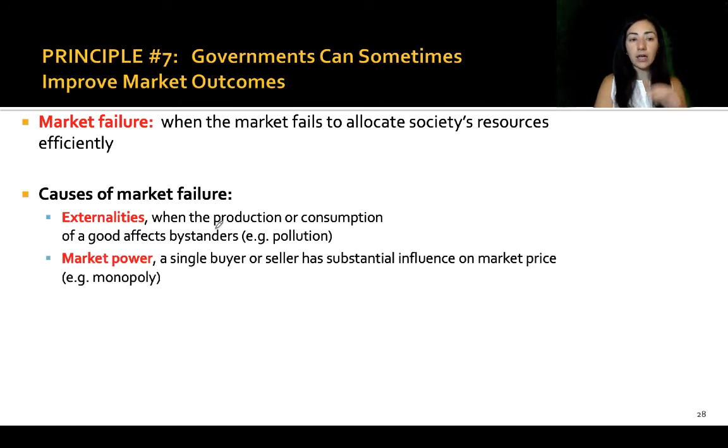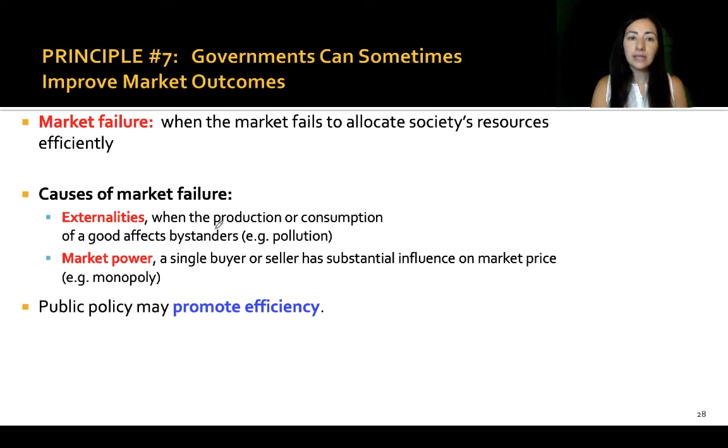The second cause of market failure is market power. And this is when a single buyer or seller starts to generate a substantial influence on a market price. So this is like a monopoly. Think about organizations or companies that have so much power where they become pretty much the only supplier of a certain good. And we'll look at several examples of these when we get to a later chapter.